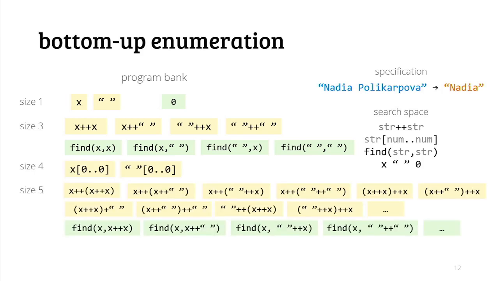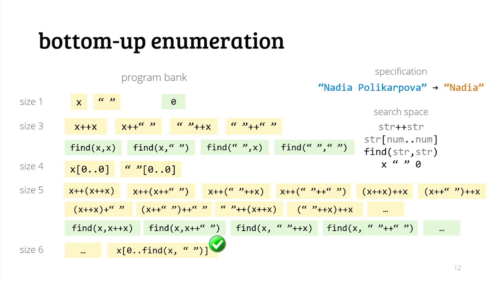OK, and then we do size 4. Size 5, there's already too many programs to show you, so I don't show them all. And at size 6, eventually we will enumerate the program that we are looking for. Remember, that was the solution for us. So once we enumerate it, we test it on the examples, we see that it works. Great, right? So we will return the solution. OK, so this is how basic bottom-up enumeration works.